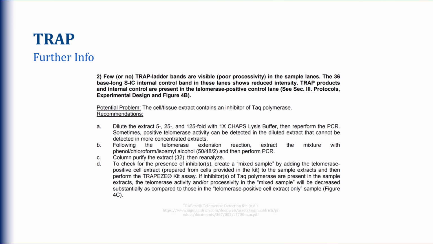Now, the other thing you can check is if few or no TRAP ladder bands are visible. So if you have, say, poor processivity, then you can dilute the extract. You can dilute it 5 times, 25 times, or 125-fold with the lysis buffer that you use. In this kit, they use a CHAPS lysis buffer, and then you reperform the PCR. This is probably the best thing that you can do.